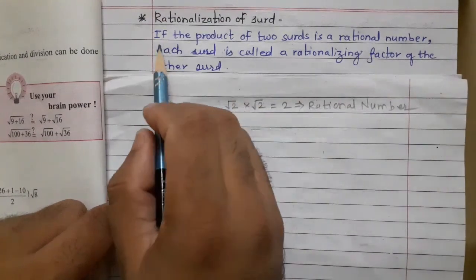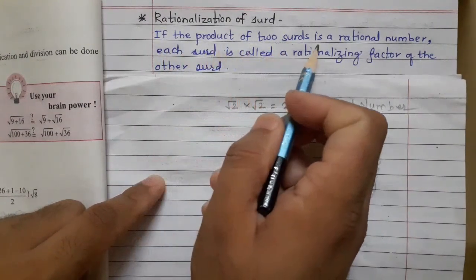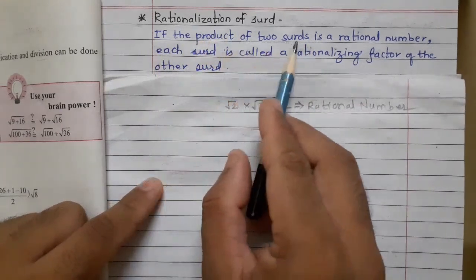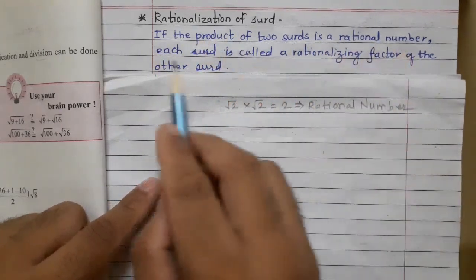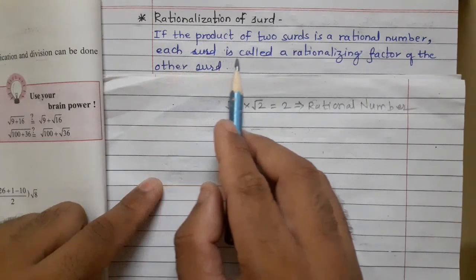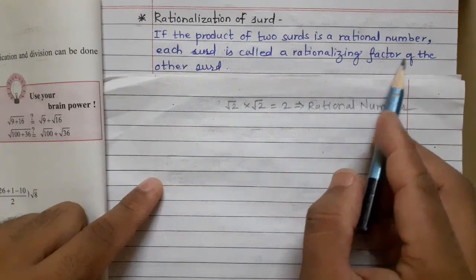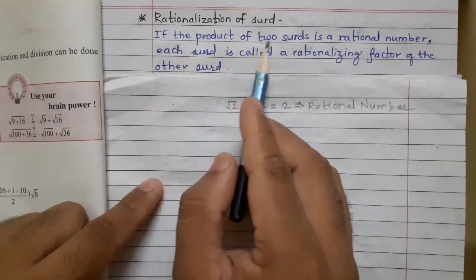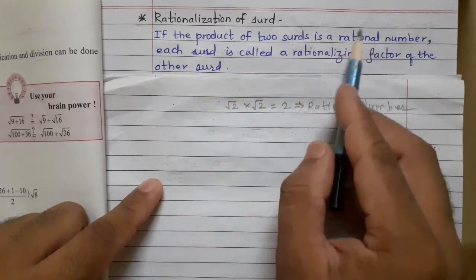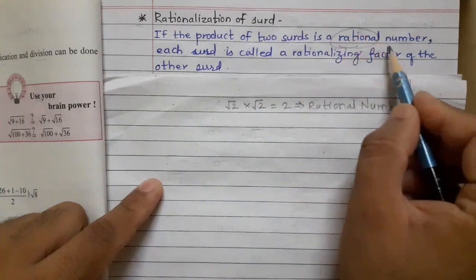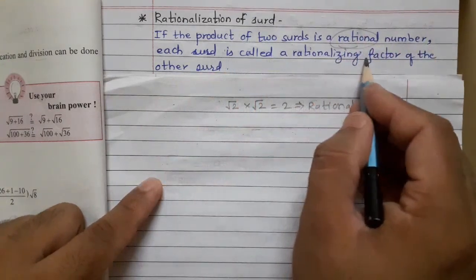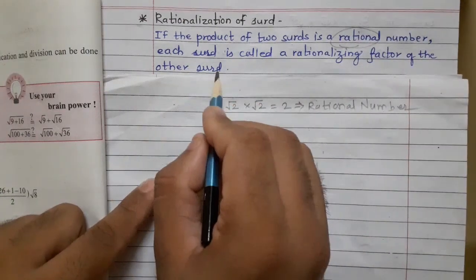See, if the product of two surds, product means multiplication, is a rational number, then each surd is called a rationalizing factor of the other surd.